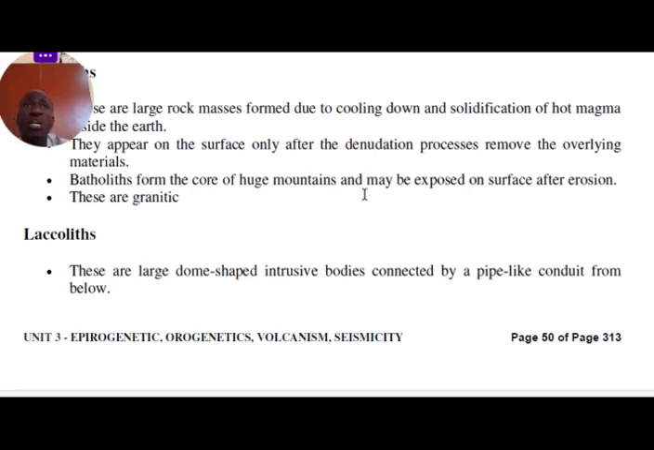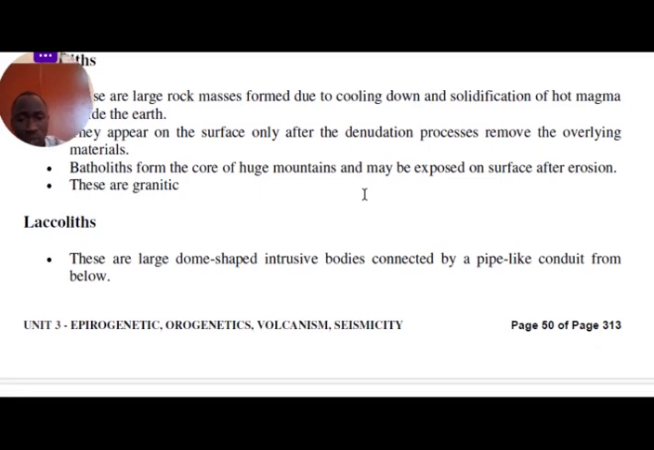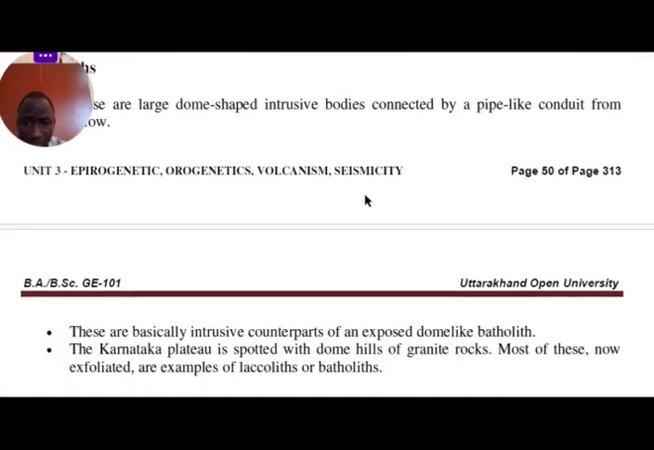When you go on, they are talking about the laccolith. When you look at the laccolith, we are looking at large dome-shaped intrusive bodies connected with a pipe-like conduit from below. These ones we are going to be seeing how they look when formed. For them, we have said that they are dome-shaped. In other words, they are in the form of a round saucer shape. Actually, they try to create a curve on top of them.